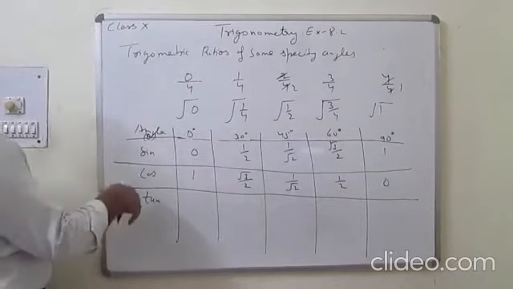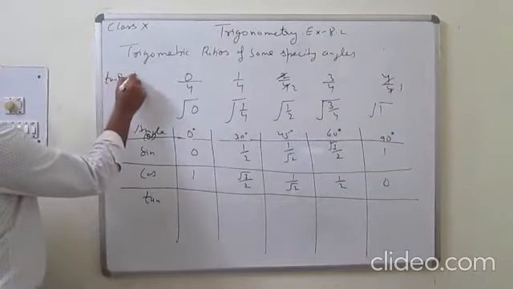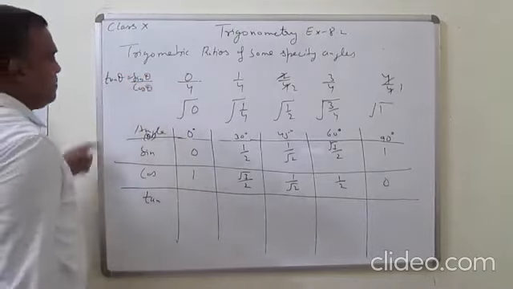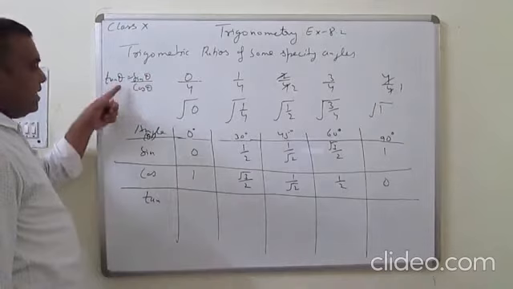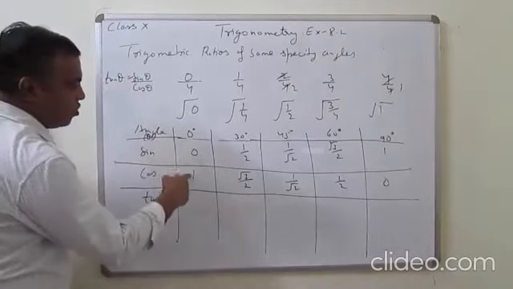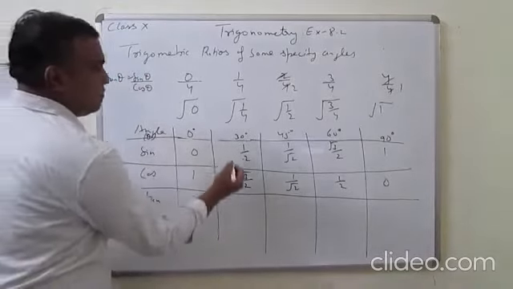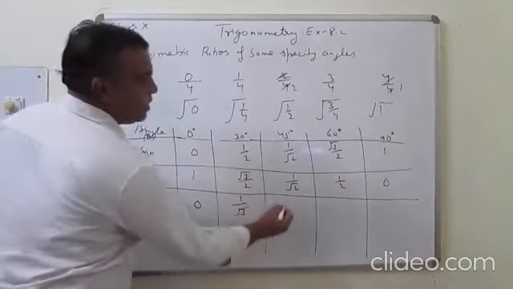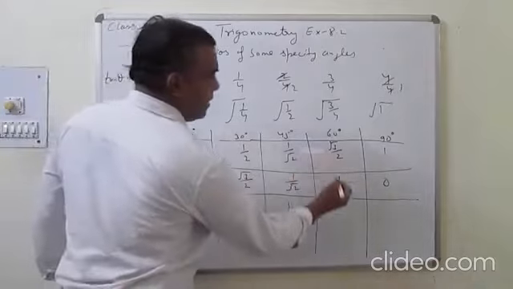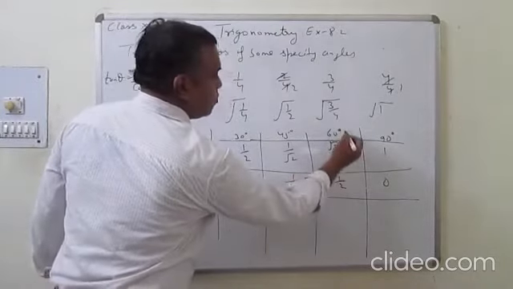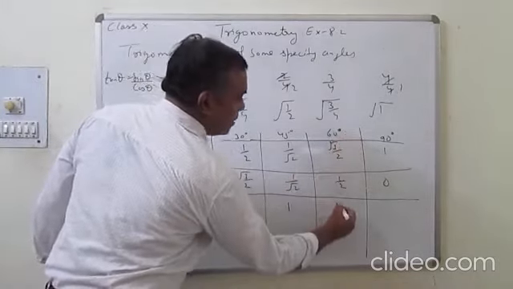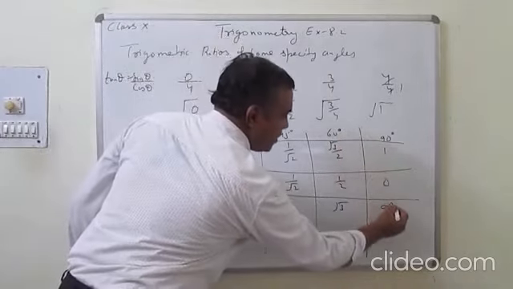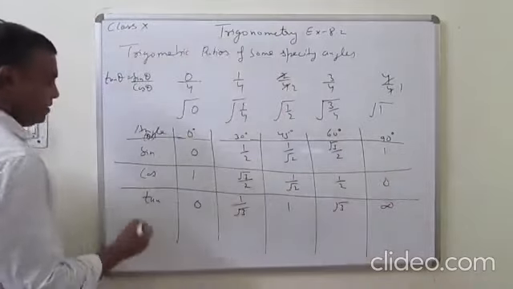Now tan. You know what is tan theta? Previously I told you tan theta is sin theta upon cos theta. So divide it. 0 upon 1 is 0. 1 by 2 and root 3. तो ये कितना हो जाएगा? Divide करेंगे 1 by root 3. It is 1. 2 चला जाएगा, root 3 2 कट हो जाएगा, root 3 बचेगा. Anything divided by 0 is infinity या not defined.